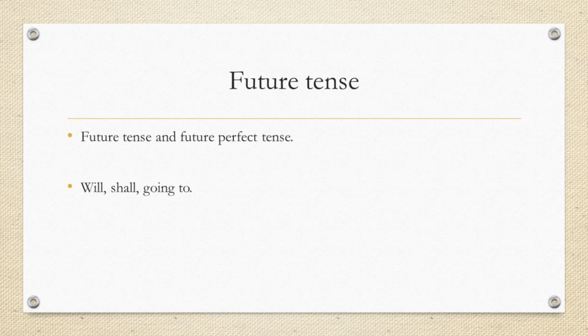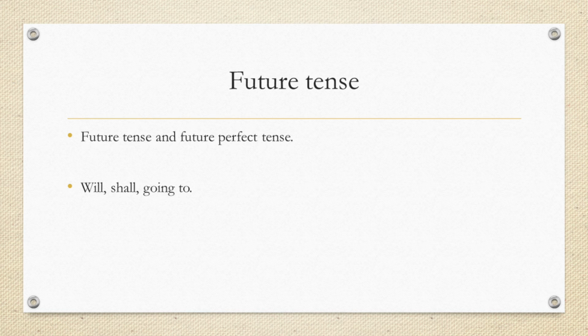Okay, future tense and future perfect tense. We can use will, shall, and going to. If we use going to, it means that we have a specific intention or a plan to do something. That's what going to is used for.